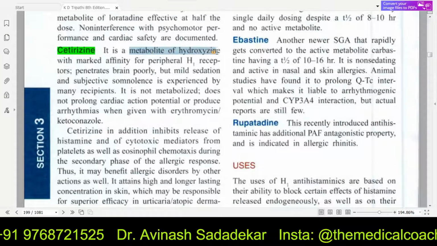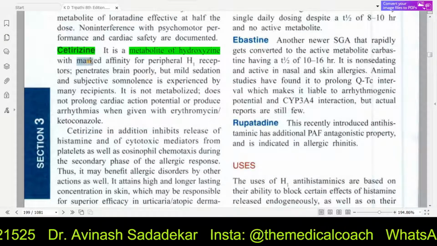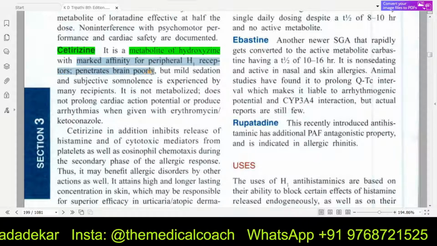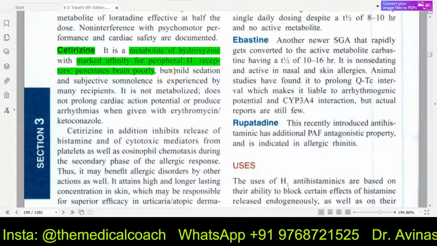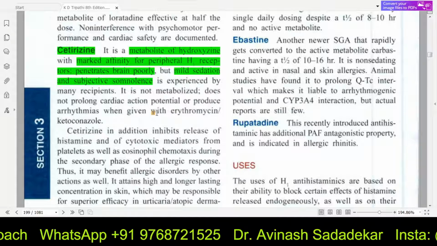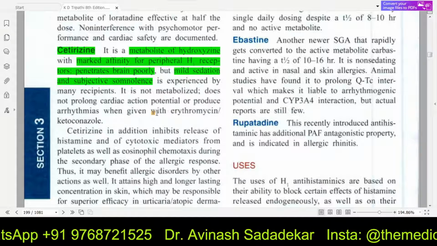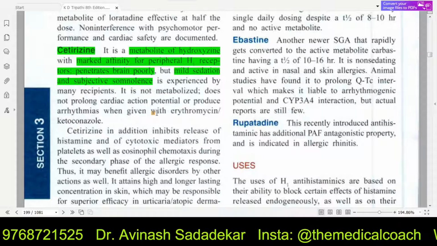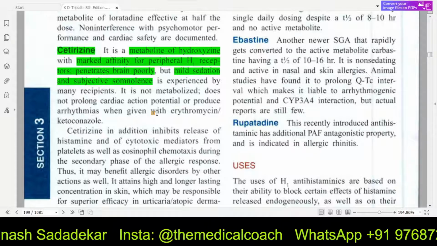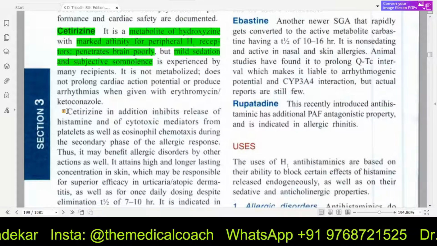Cetirizine is a metabolite of hydroxyzine. It has marked affinity for peripheral H1 receptor and penetrates brain poorly. So there is a chance of mild sedation and subjective somnolence. Somnolence is this feeling that I am going to sleep. But apart from that, not much. No cardiac problems, no arrhythmias even when you give it with erythromycin, ketoconazole, nothing like that.